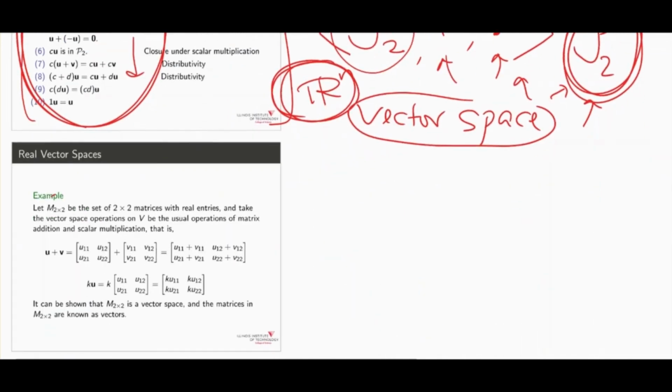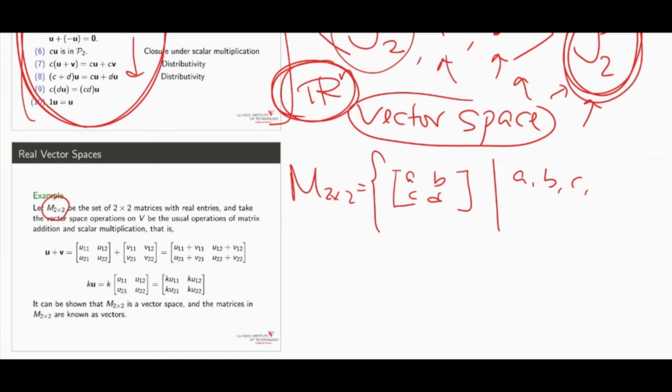So this is a set. This is M2 by 2. Let me write down the set builder notation. This is the set of all the elements that look like this: a, b, c, and d, where a, b, c, d are just real numbers. So this is again the set builder notation. Either you write it like this or you write it like that. M2 by 2 is standard notation that stands for the set of all 2 by 2 matrices with real entries. And now this is just a set.